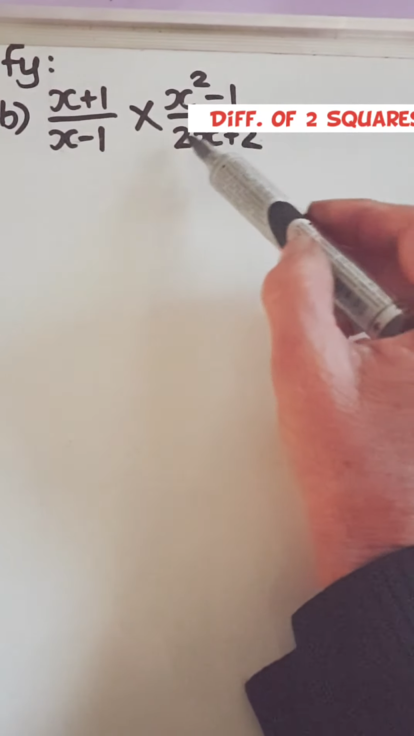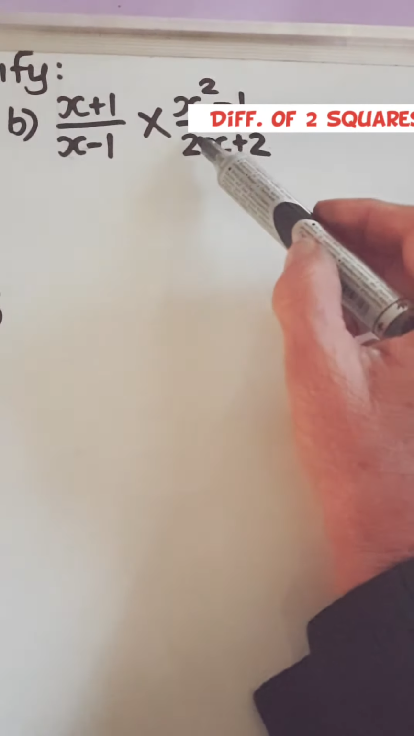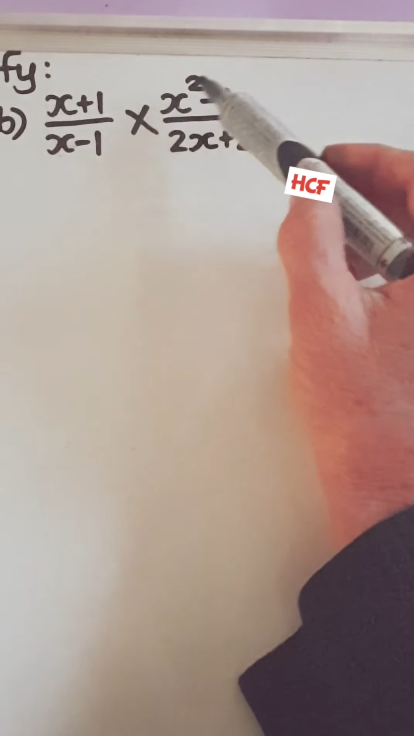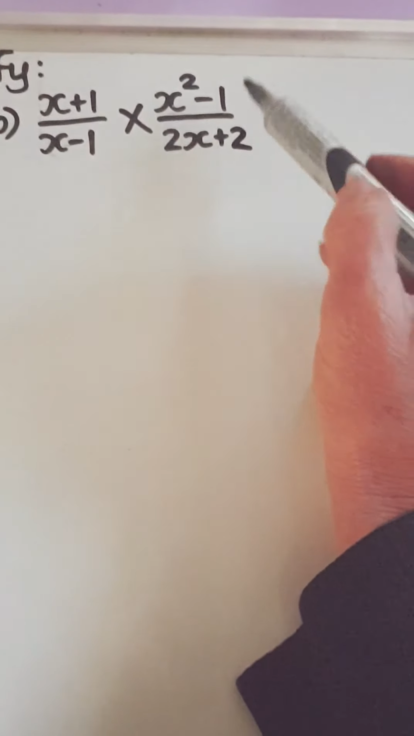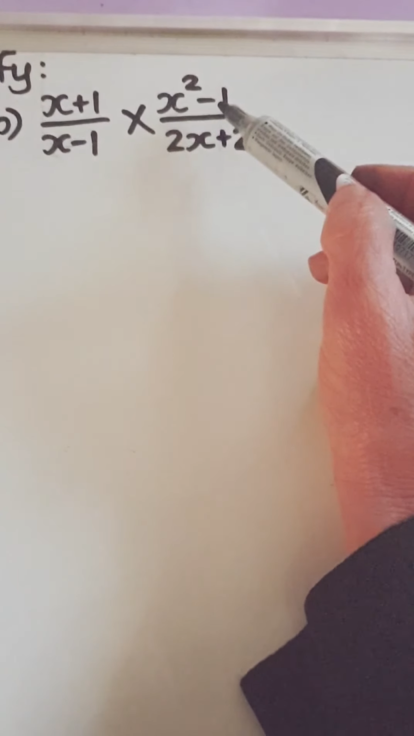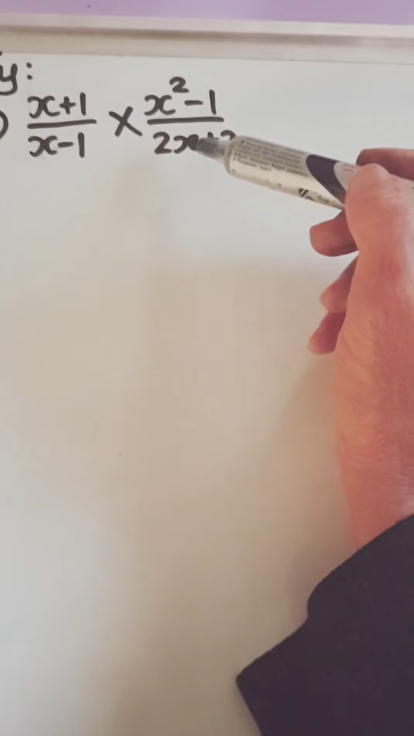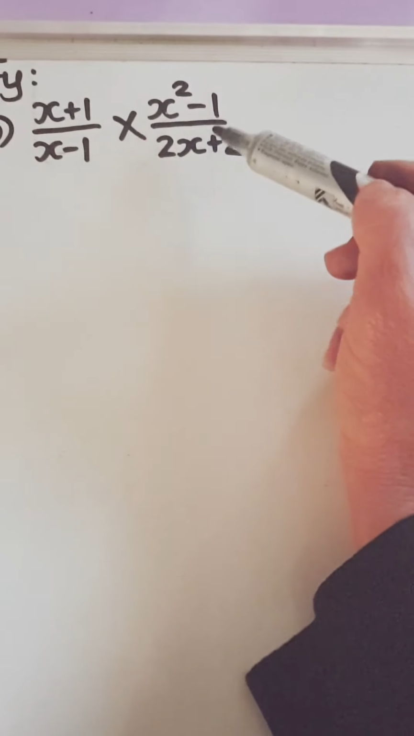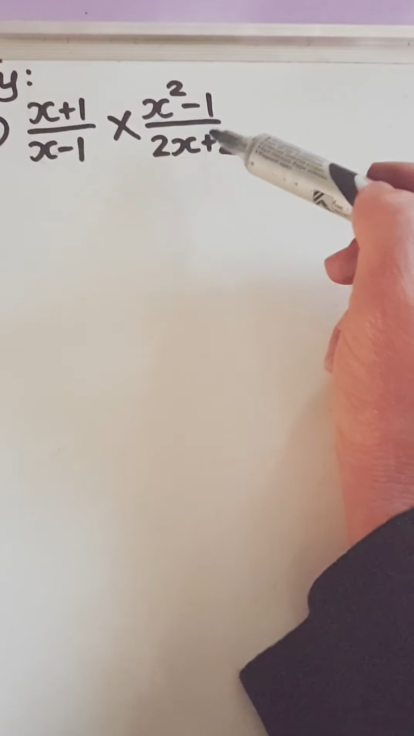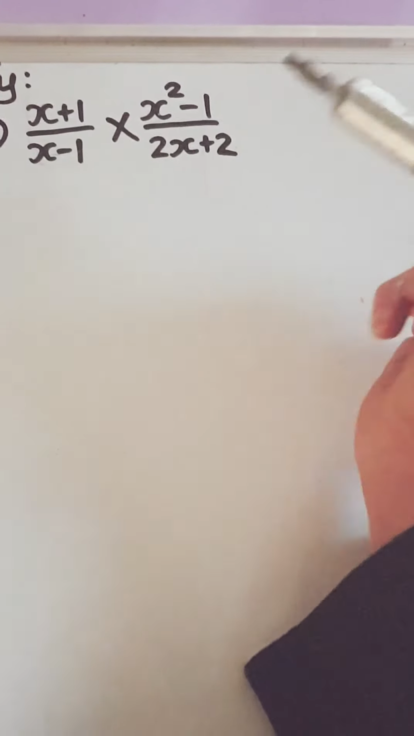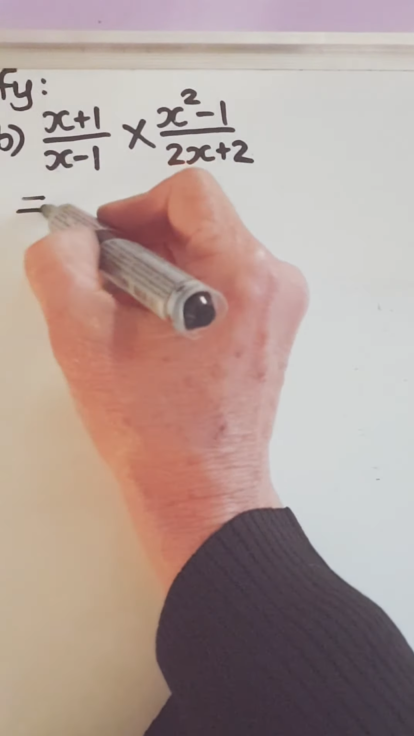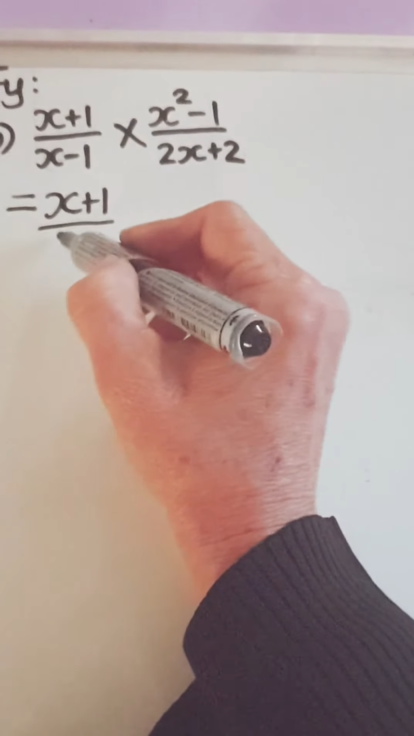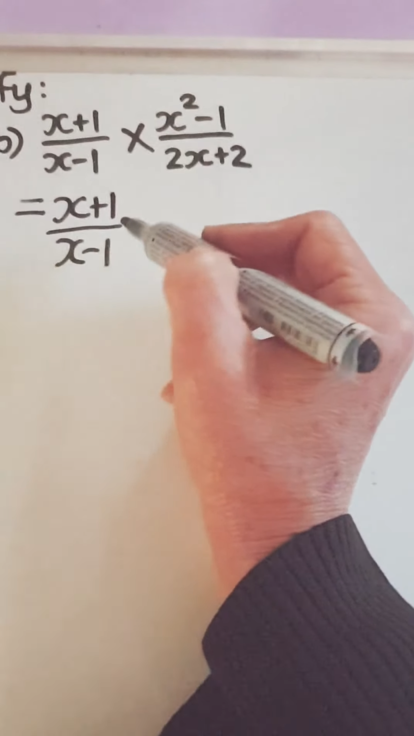In my denominator, I have 2 terms, and voila, there's a highest common factor. So I don't want 2 terms over 2 terms because, like you've seen before, you can't simplify that. So I'm going to factorize both so that I just have 1 term in my numerator and 1 term in my denominator. So let's do that part. So I'm going to get x plus 1 for my first fraction over x minus 1.